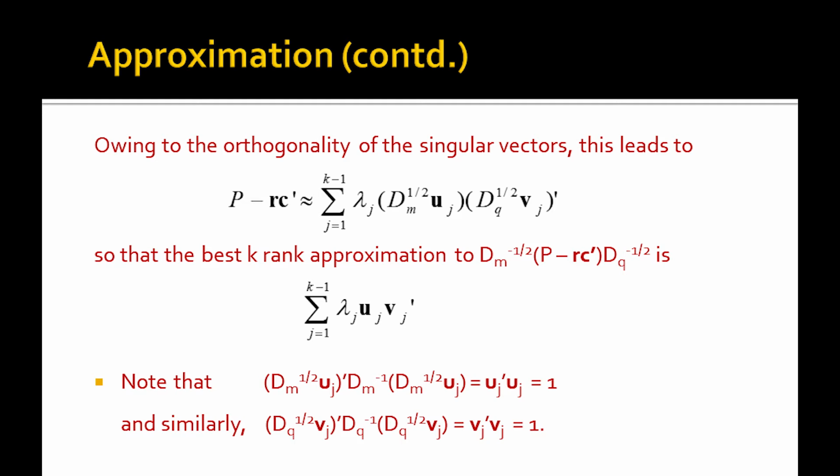And if that is small, then P star is a good representation of P. Note that uj prime Dm to the power half, Dm to the power minus 1, Dm to the power half uj, you can simplify this. It becomes uj prime uj, and that is equal to 1 because these are normed vectors. And similarly vj prime vj equals 1. So these are of unit length.